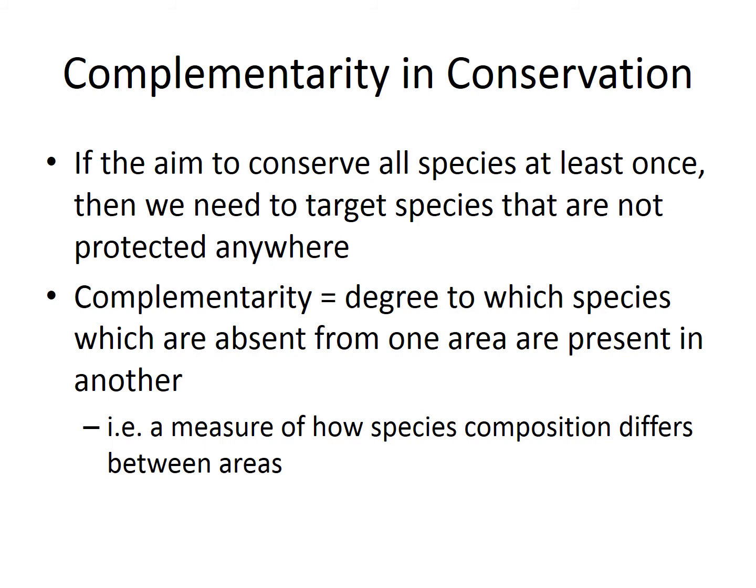We could say that complementarity would be the degree to which species which are absent from one area are present in another. In other words, this tells us how big the difference in species composition is between 2 areas. If the species composition is very different, then those 2 areas have high complementarity. This is a way to avoid duplicating which species are protected in our nature reserves. I think this is a fairly intuitive idea, but let me illustrate it for you on the next slide.